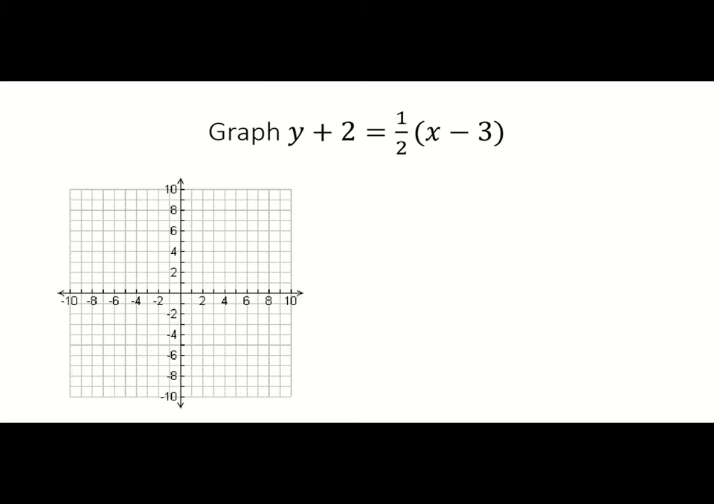So we're going to graph this equation we've been working with. Y plus 2 equals 1/2 times x minus 3. So we already said there's a slope of 1/2 and a point at 3, -2.